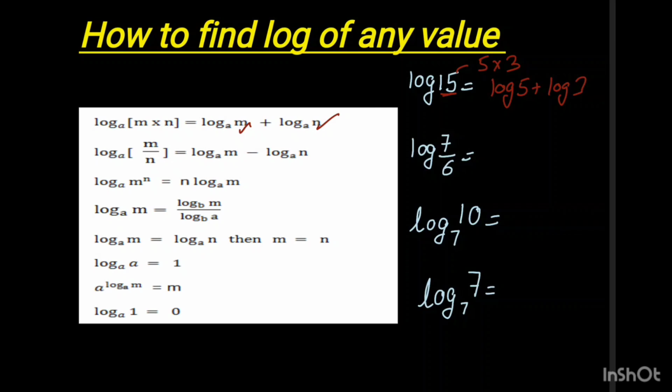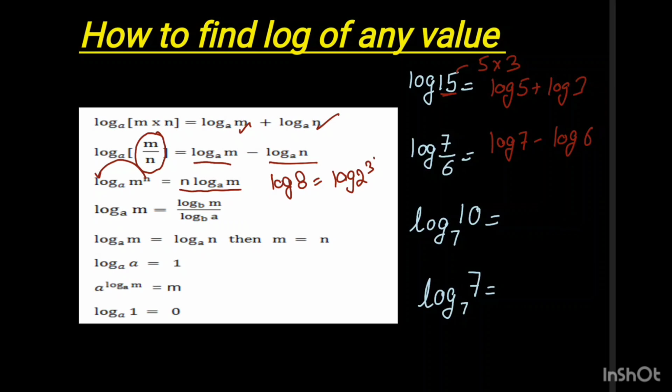Next formula, I have log of m upon n. If we have two numbers written in division, we can write log m minus log n. For example, here log 7 minus log 6. Next formula: log of m raised to the power n, the power comes forward and it becomes n log m. For example, if I have log 8, which can be written as log 2 cube, the power 3 comes forward, which is equal to 3 log 2. So we can write it like this.